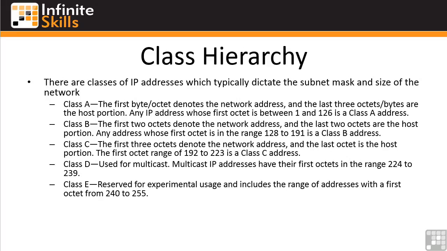For a class A, typically that first byte, that first octet, is between 1 and 126. A class B is typically between 128 and 191. And a class C is 192 to 223. You can stray from these, you can do your own subnetting and supernetting, etc., but these are the standards. If you see a class C, it's going to be starting with 192 to 223, for example.